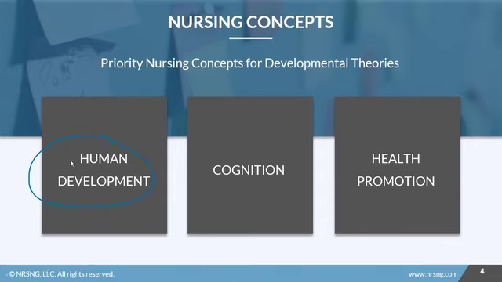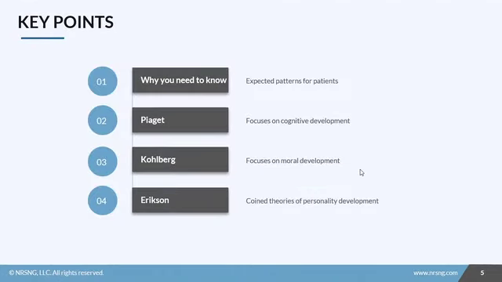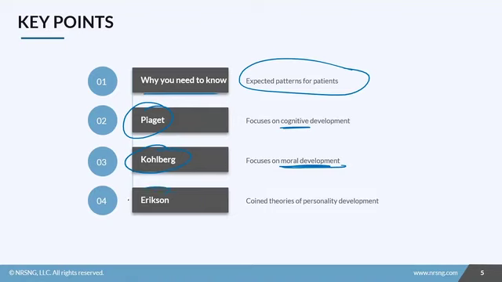As we go through the nursing concepts in developmental theory and on development, just remember we're focusing on human development and cognition, and then we also focused on the health promotion aspect. Now, to briefly recap, you need to know this stuff because you can expect patterns from your patients, and it helps you get a better foundation for what to expect with your patients moving forward. Piaget focuses on cognitive development, Kohlberg focuses on moral development, and then Erikson coins these theories of personality development over the 8 stages.